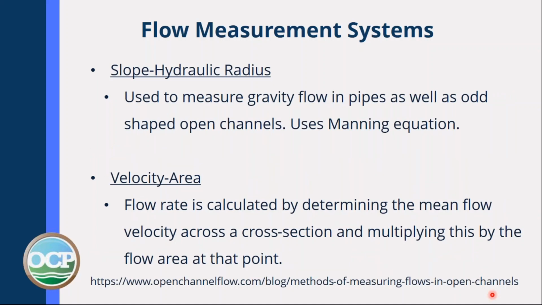Other ways of measuring flow in odd-shaped channels or in pipes use the slope and the diameter of the pipe or the radius of the pipe. This uses something called the Manning equation, and this is best left up to the engineers. The other way of measuring flow, which we will see in other areas of this class, is that once we know the cross-sectional area of a pipe and the velocity of water flowing through it, then we can calculate the flow.